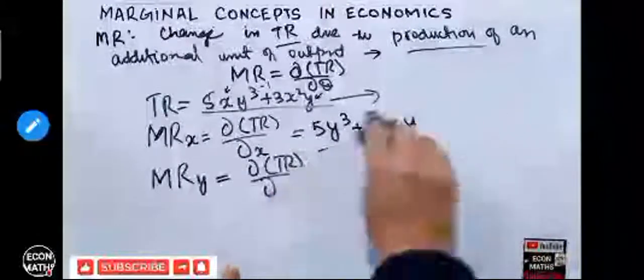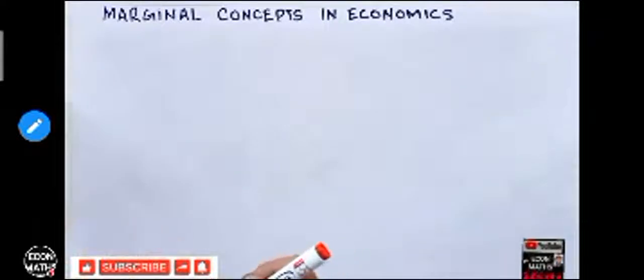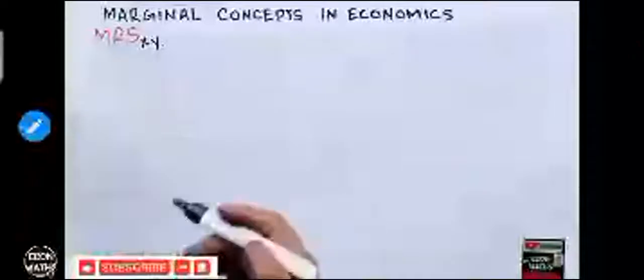Coming to another chapter. The next marginal concept is the marginal rate of substitution. I will not write it in the long form. The marginal rate of substitution for consuming two goods X and Y represents the rate at which a consumer is prepared to exchange good X for good Y. That is the marginal rate of substitution.